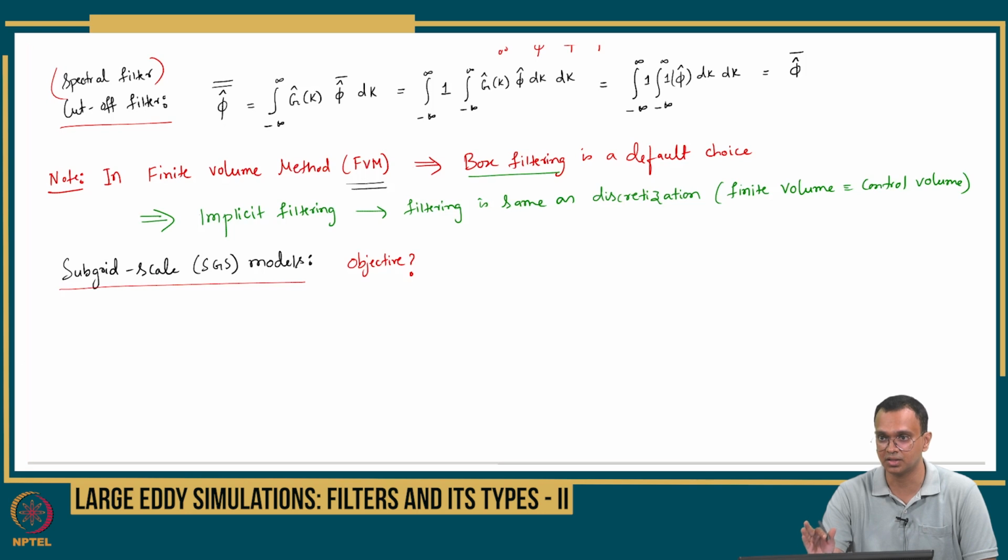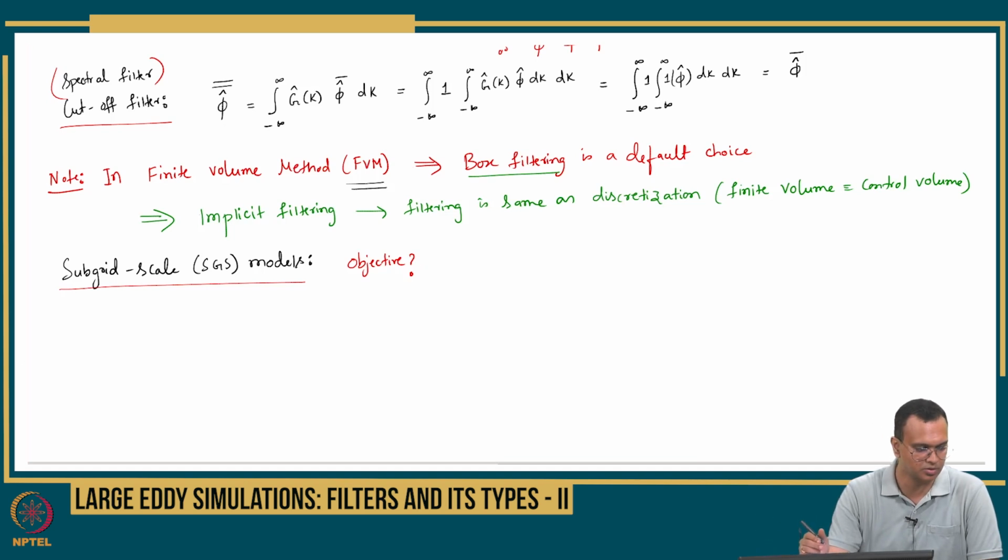That means you must resolve the scales that are larger than this. Then only these SGS models will work properly. You should not expect an SGS model to make your predictions better with, let's say, poor resolution. Most scales you have to resolve in the spectrum I told you, right? The energetic spectrum, inertial range, all this has to be captured by your mesh. Then only SGS models work.